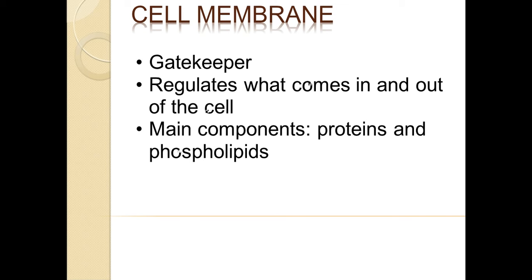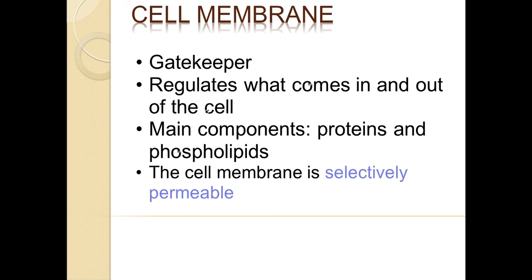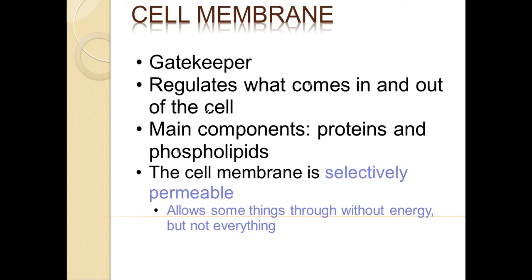Its main components are proteins and phospholipids. Remember, lipids are macromolecules that we learned about, as are proteins. The cell membrane is said to be selectively permeable. Permeable means it will allow things through it. Selective means it chooses kind of what things can go through. Some things are able to go through the membrane without energy, but not everything. There are things that require energy from the cell to go through the membrane.